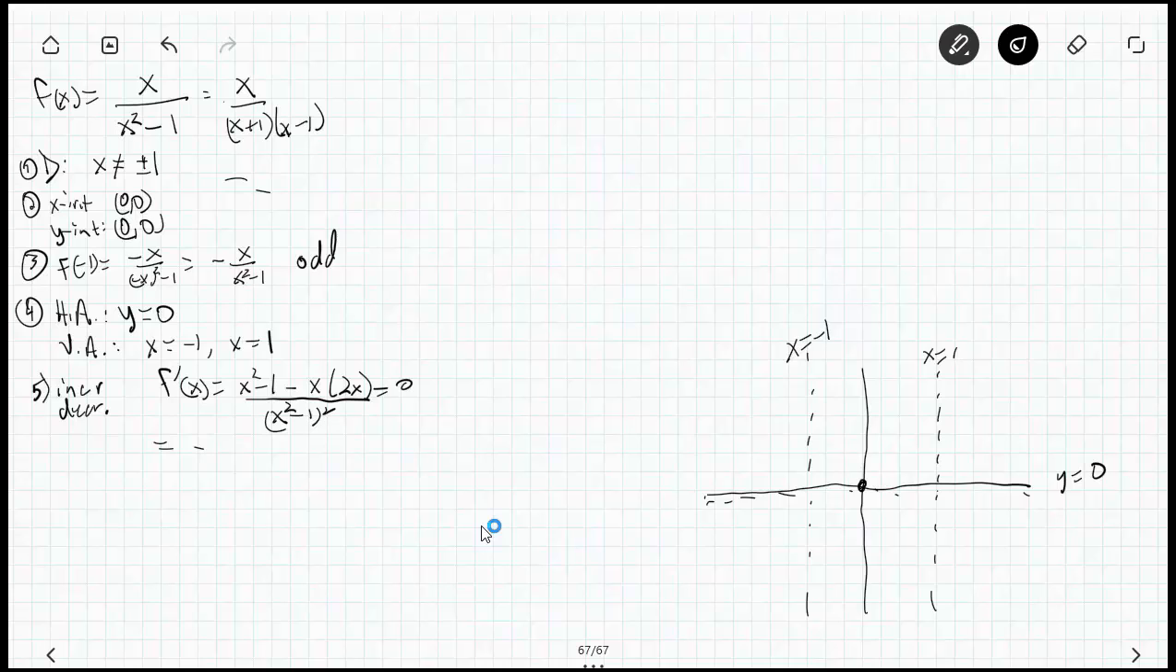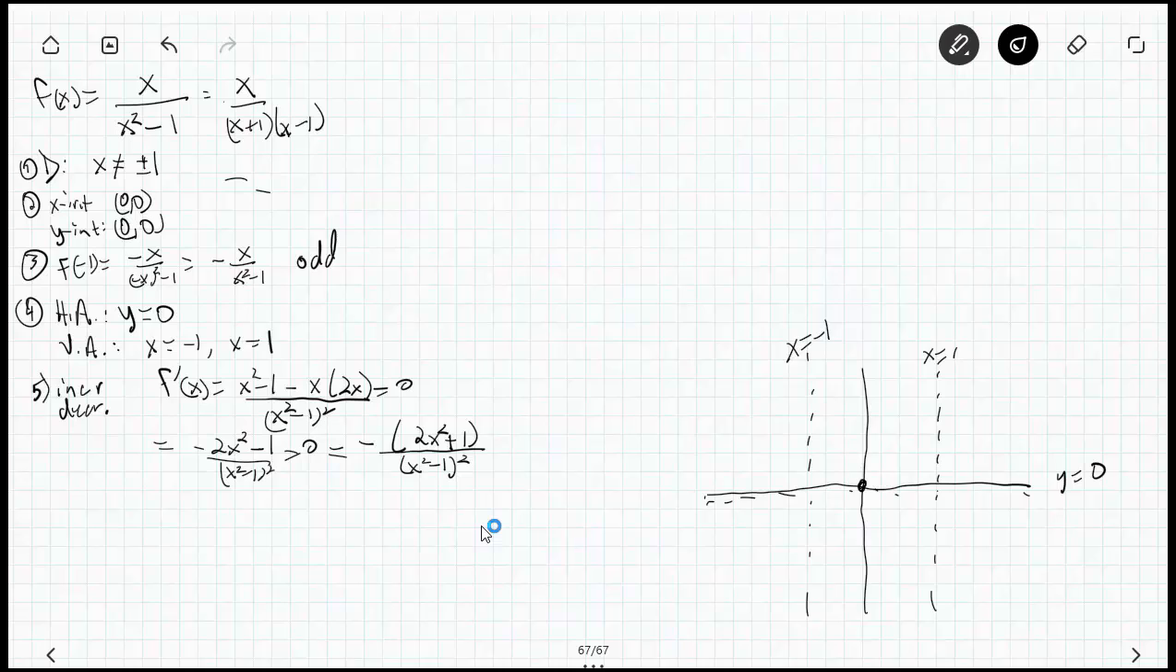So I end up with negative 2x squared minus 1 over x squared minus 1 squared equals 0. Ooh, this is interesting. Let me just flip this over to the other side. This is negative times 2x squared minus 1, or excuse me, plus 1. Ooh, that's always positive. That's going to be helpful. And then I've got x squared minus 1 squared.